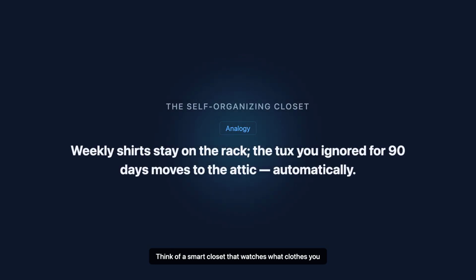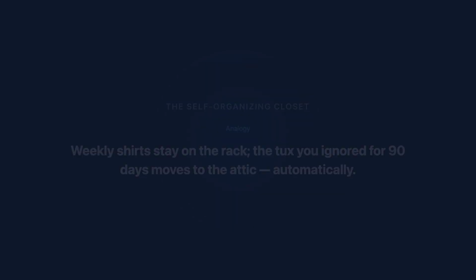Think of a smart closet that watches what clothes you actually wear. The shirts you reach for every week stay on the front rack. Jackets you haven't touched in 30 days slide to the back. The wedding tux you haven't worn in 90 days goes up to the attic. You pay a small monthly fee for the closet watching you, but you never pay a fetch fee to get something back. That's intelligent tiering in one image: automatic, optimized, and honest about its small overhead.